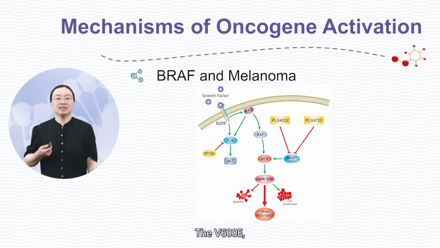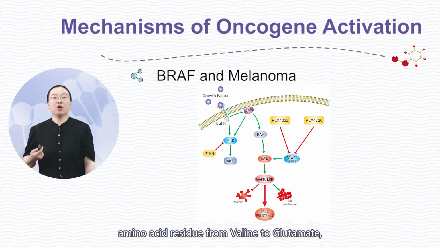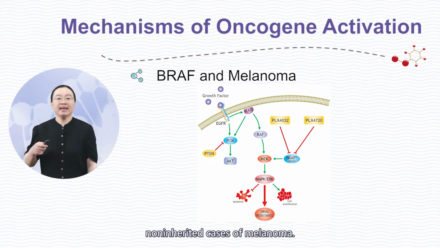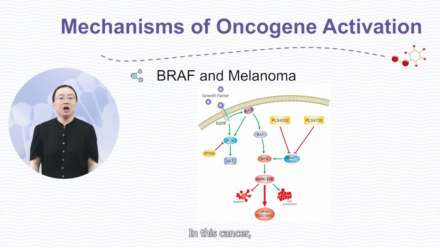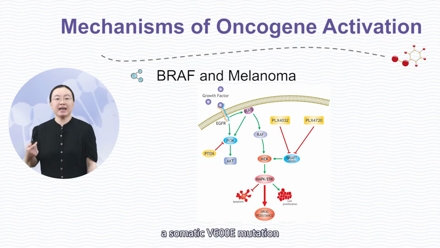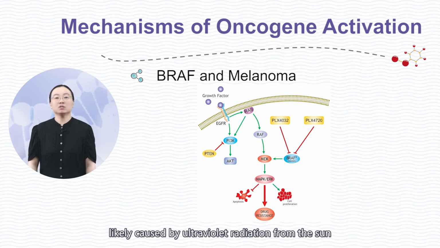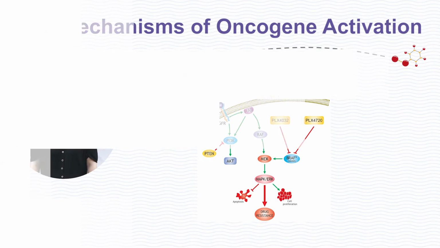The V600E mutation, that is the mutation of the 600th amino acid residue from valine to glutamate in the BRAF gene, has been found in about half of non-inherited cases of melanoma. In this cancer, a somatic V600E mutation occurs during a person's lifetime, likely caused by ultraviolet radiation from the sun or other environmental risk factors.